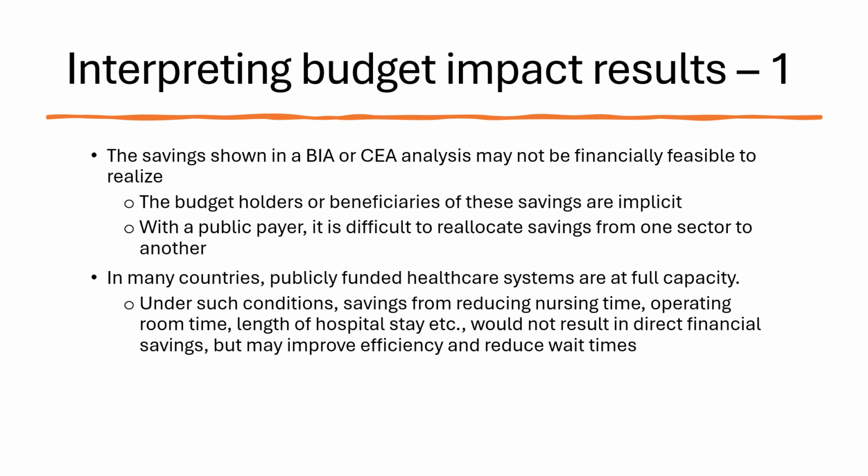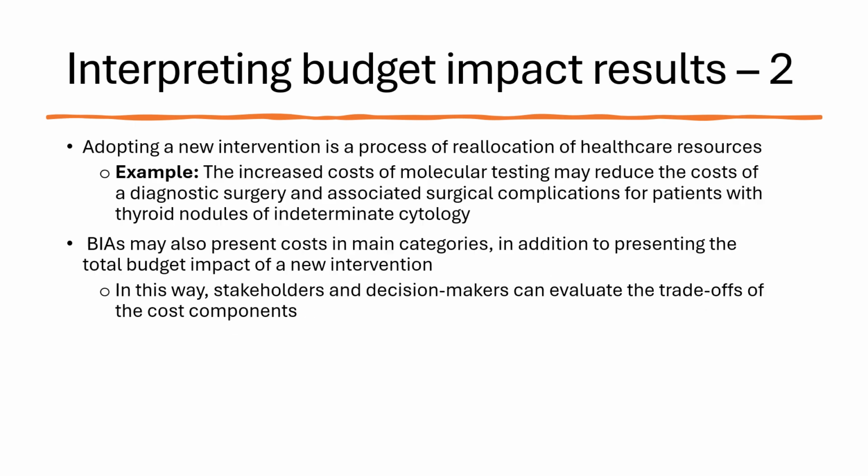For instance, it is often not straightforward to identify which hospitals or departments would gain the savings and by how much, meaning that the budget holders or beneficiaries of these savings are implicit. In many countries, publicly funded healthcare systems are at full capacity. Under such conditions, savings from reducing nursing time, operating room time, length of hospital stay, etc., would not result in direct financial savings, but may improve efficiency and reduce wait times.